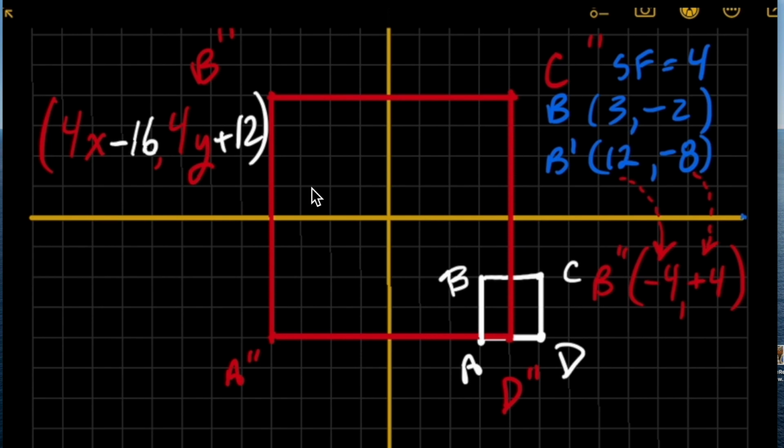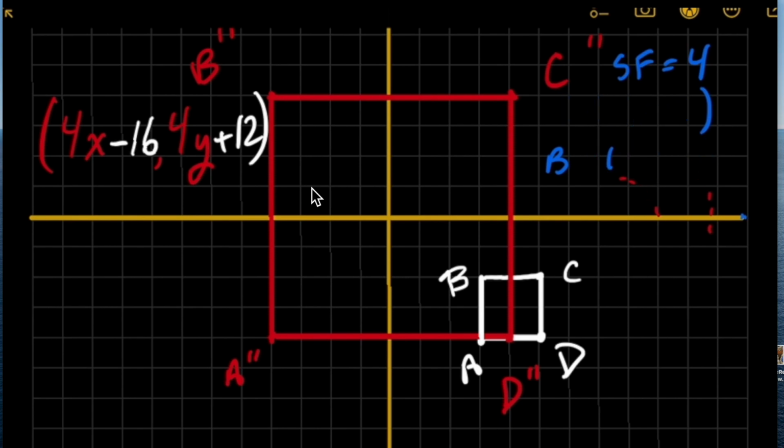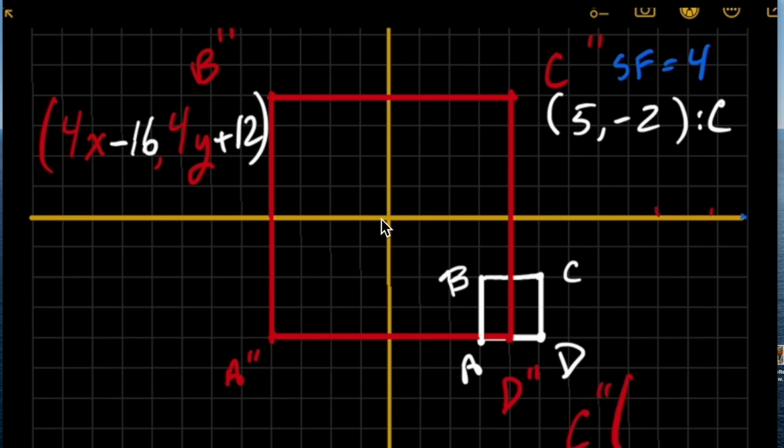But let's check it with another point besides point B to see if we are accurate. Let's look at its neighbor, point C. Point C, starting out, has the coordinates 5, negative 2, and that's our original. And C double prime, all the way down here in red, is going to be 4, comma 4.